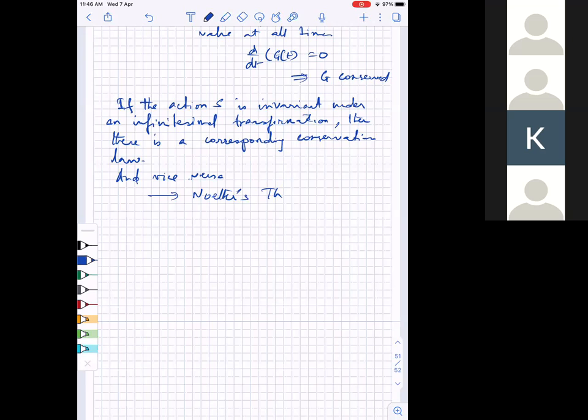Okay. Hopefully there will be no more disturbances. No, don't worry. That is called Noether's theorem.